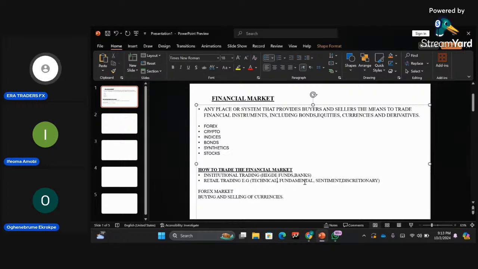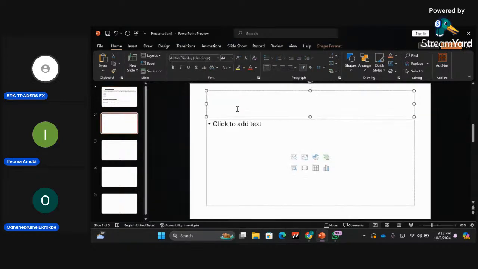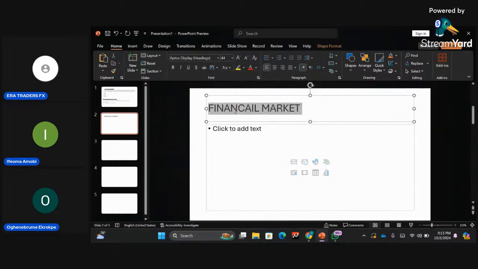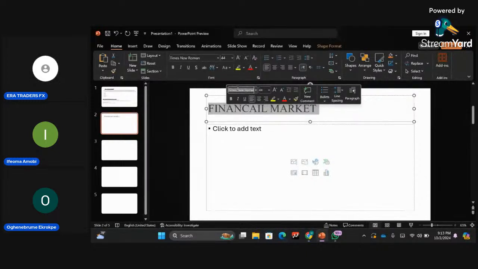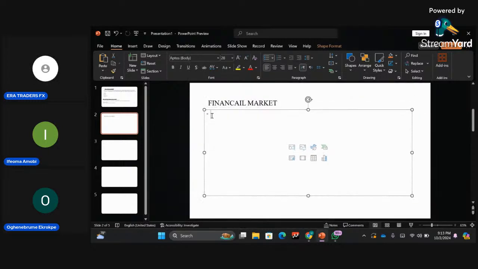All right, let's push further. In the financial market, I think we should go to the next page. So the financial market, I'm still in the financial market. Everything is under the financial market: forex, synthetics, and all. Let me reduce this to like 28. So the financial market, forex has 4 trading sessions.